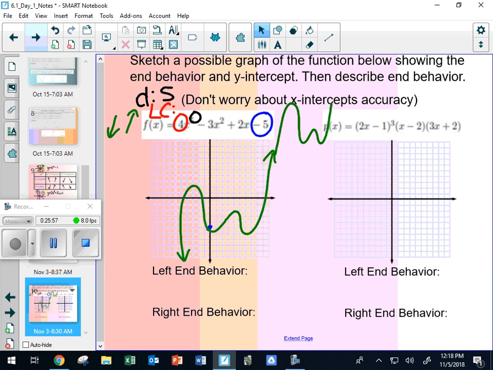So all we need to know about it is that it is degree 5. Our end behavior matches up with what we expect. And it goes through our y-intercept. Right? Now, take a few moments. Try the second one on your own. All right? I'll give you a few moments to do so.